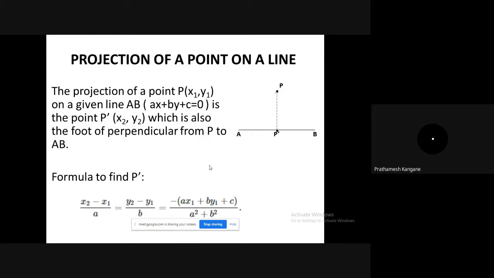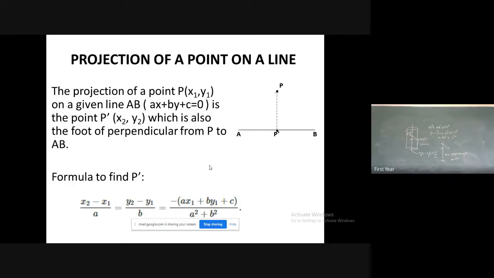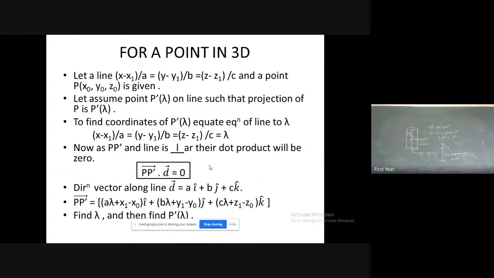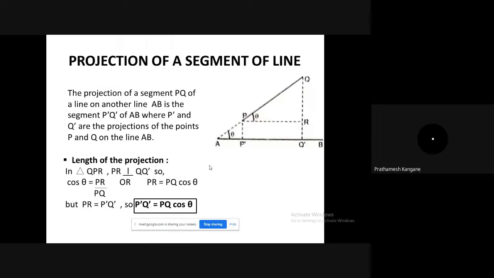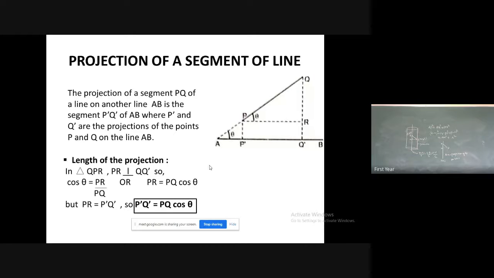Okay, was it done? A projection of a point on a line? Yes, yes. Go ahead, projection of 3D. Yes, sir. Projection of a line segment, do this one.